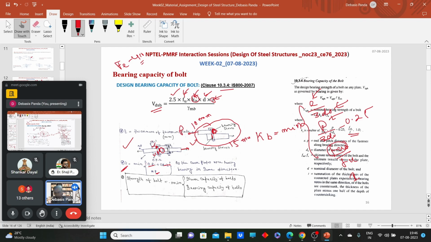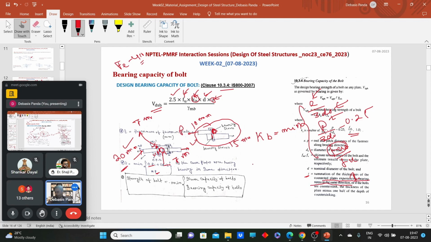Now say for example I have two cover plates of 7 mm and 7 mm, and the main plate here is 20 mm. So what will be the T value? T will be the minimum of 7 plus 7, that means 14, or 20, whichever is less. What is less? That is 14, right? So now you can understand what the T written here is: the summation of the thickness of the connected plates experiencing bearing stress in the same direction.